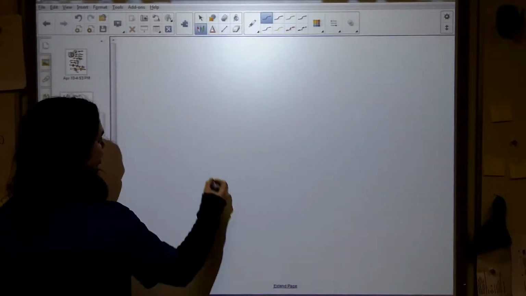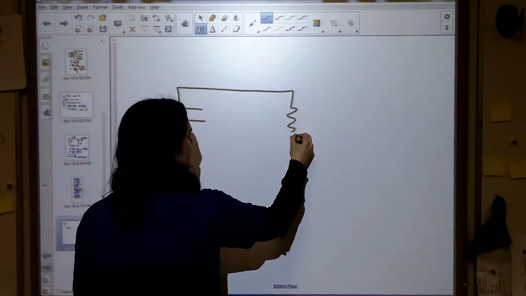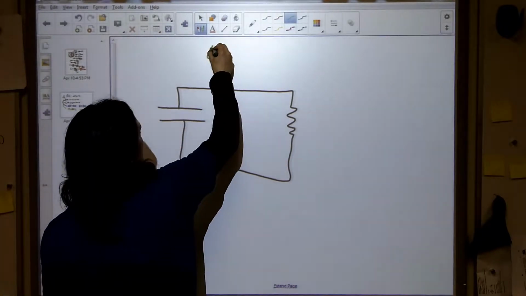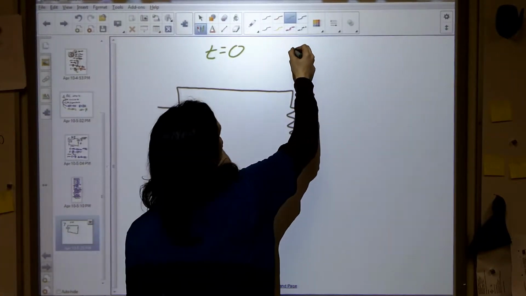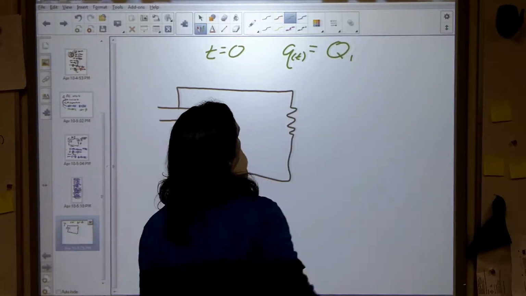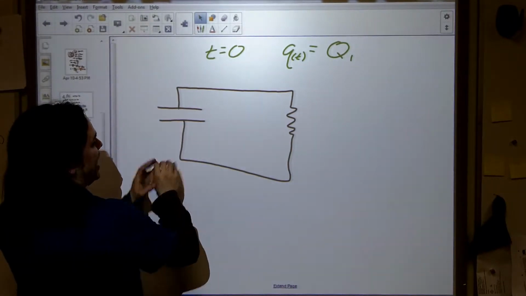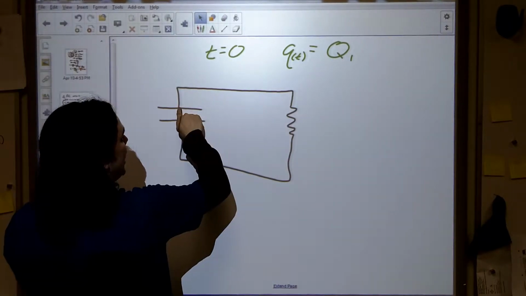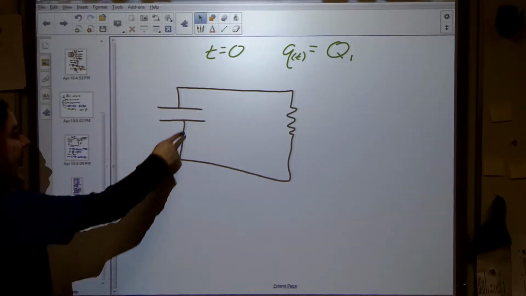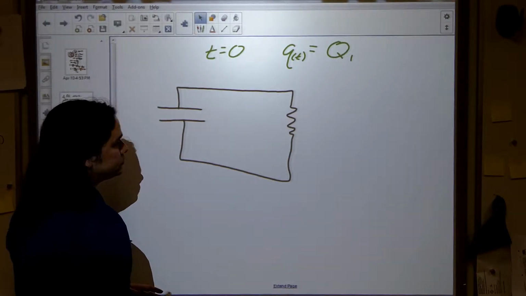Okay, so small addendum to the one that we just did. Let's say that we've got an even simpler circuit. Except this time, at time equals 0, the charge on the capacitor is going to be equal to Q1, my total charge. In other words, I've completely charged a capacitor, and now I'm going to put it into a circuit and let it discharge and power this resistor for a little while until we run out of power, energy, that's being stored on this capacitor.